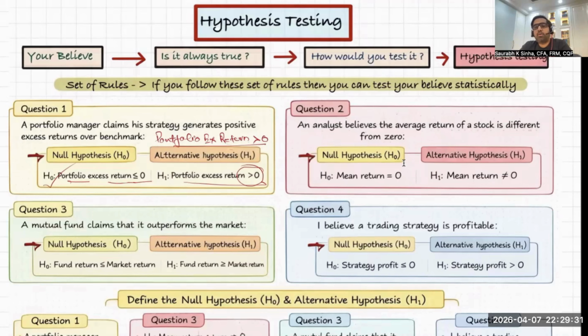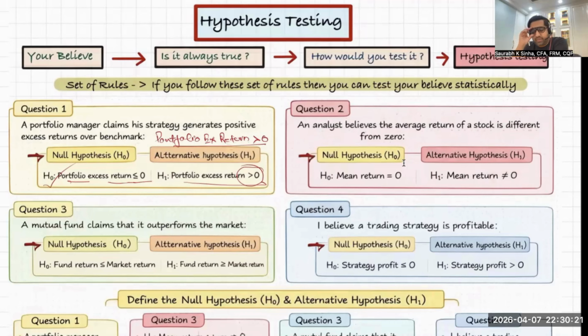The alternate hypothesis is saying greater than zero. Whenever the alternate hypothesis contains a greater than sign, it becomes a right tail test. Why? Because we are interested in values greater than zero, which lie on the right side of the distribution. We'll talk about this in the next session. So this becomes a right tail test. Greater than sign moves in the right direction. Less than sign moves in the left direction. Not equal to sign moves in both directions.